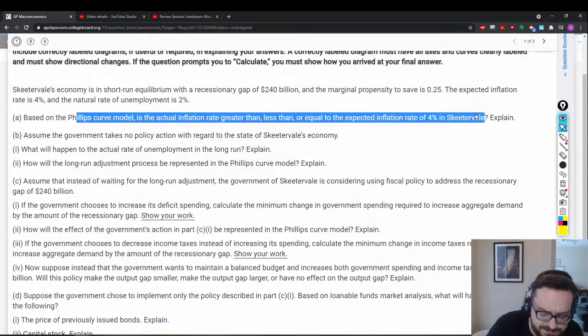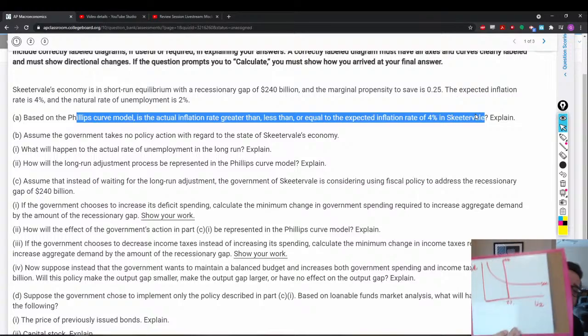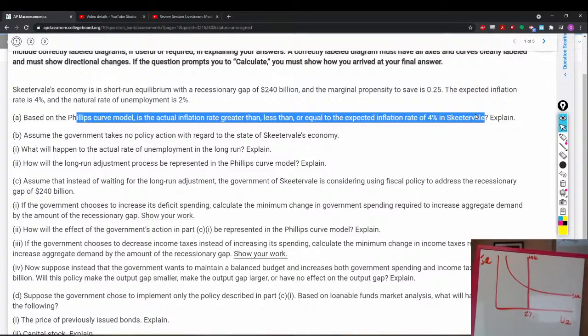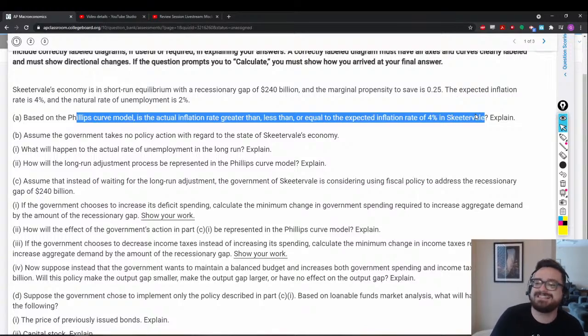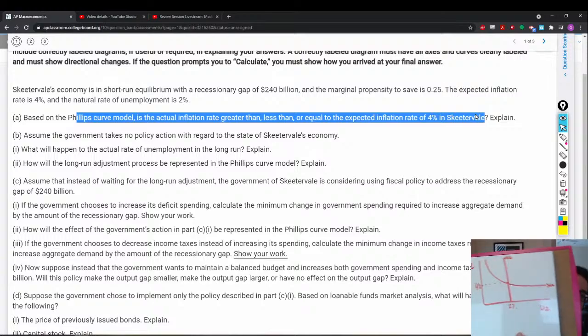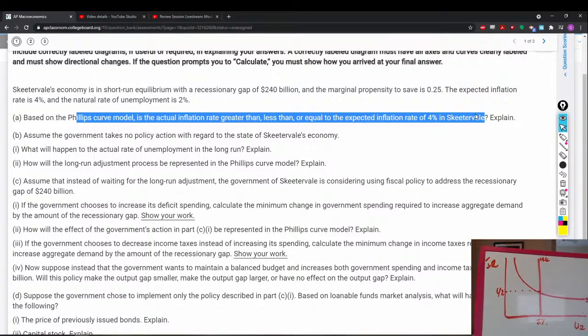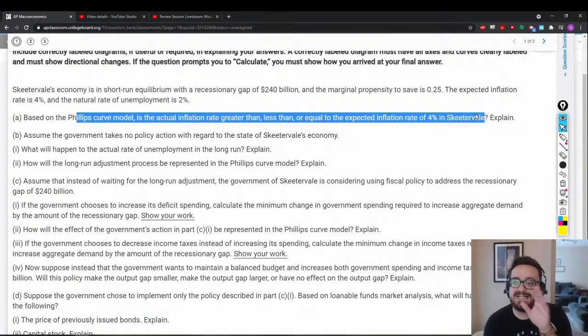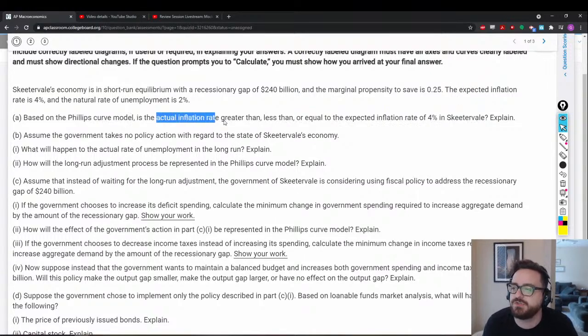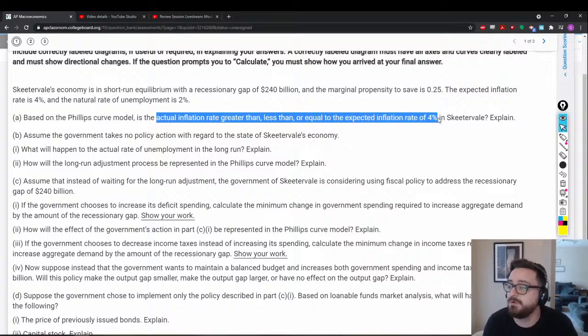The information that I know about the Phillips curve from the beginning of this is that the expected inflation rate is 4% and the natural rate of unemployment is 2%. Most of you should know the LRPC is right there at that natural rate. What you should then realize is that the expected inflation rate will be the inflation rate when you're at the natural rate. It is basically the inflation equivalent of the natural rate. It's what it should be, which would be 4%. But that's not where we are right now. The question asks, is the actual inflation rate going to be that 4%, or is it going to be higher than or less than that?